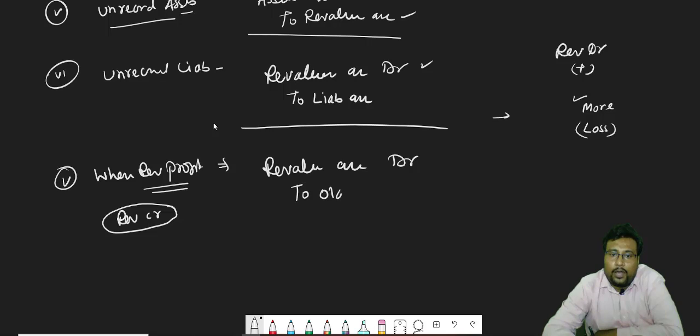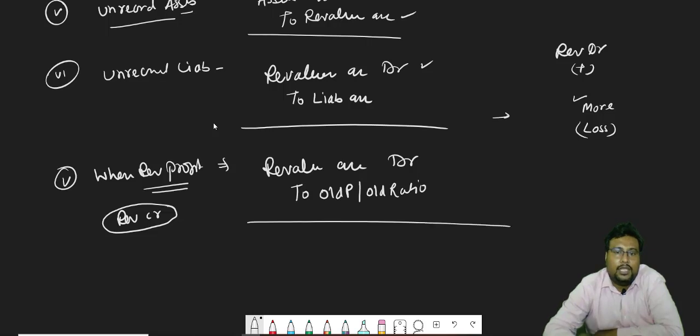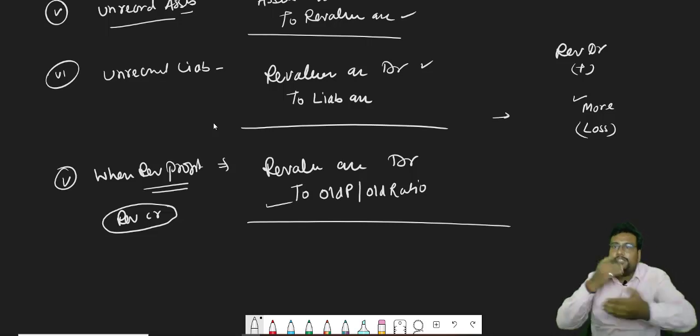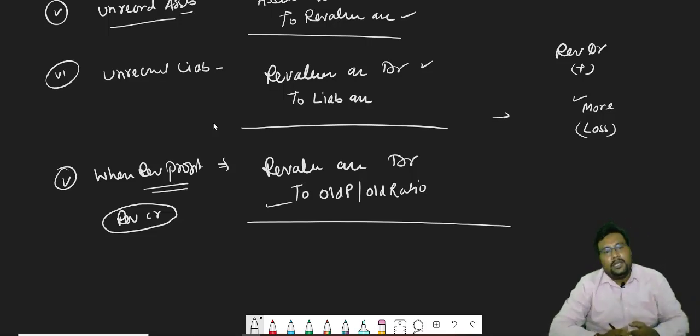The old partners in old ratio. If somebody asks you why the old partners are credited, it's simple. When revaluation profit is given to old partners, their capital will increase, and when liability increases, it will be credit. Why is revaluation account debit? Because we are closing the revaluation profit. As per nominal account rules, all profits are credited, but when we close that, we have to pass the opposite entry. That's why revaluation will be debit.